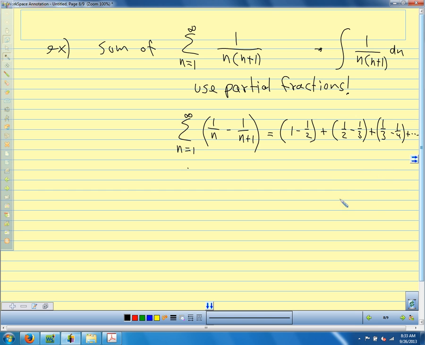What's happening here? I have a minus 1 half and a plus 1 half. Minus 1 third and a plus 1 third. I'll get a minus 1 fourth and a plus 1 fourth. All of those cancel out. And this equals 1. These are really cool kinds of series. We call this a telescoping series.